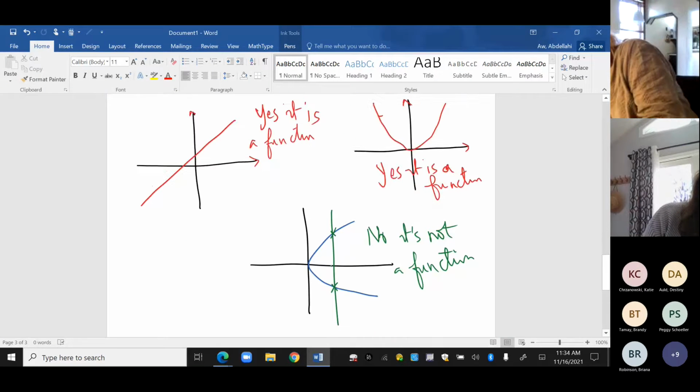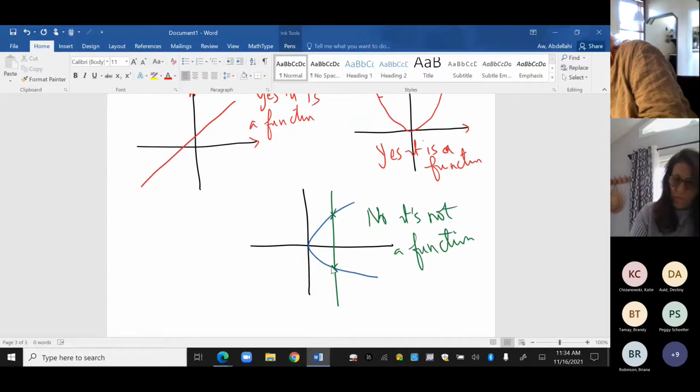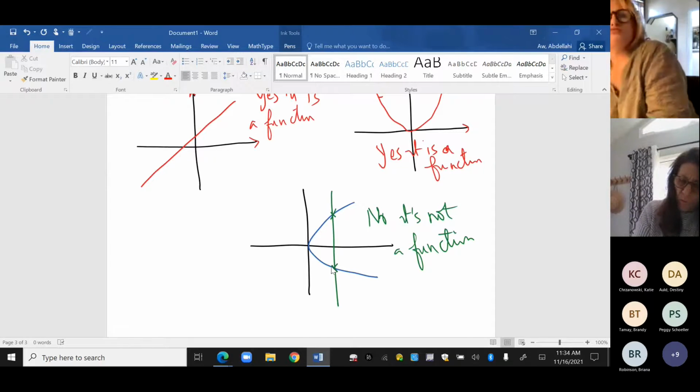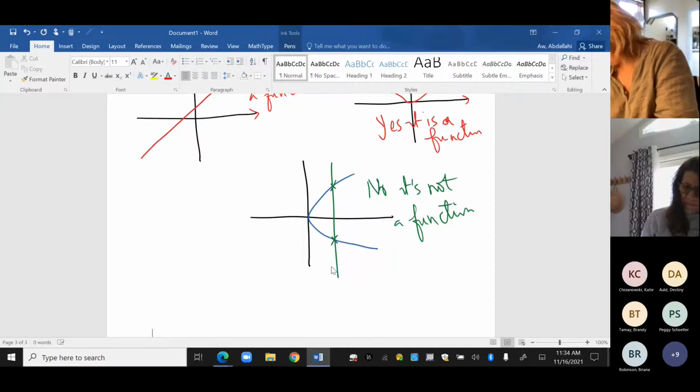Now, imagine in any test or final exam, we give you a graph and ask you, is it a function or not? Will that question be easy? Relatively, yes. I think that question will be easy if you have heard about the vertical line test. So that is the vertical line test.